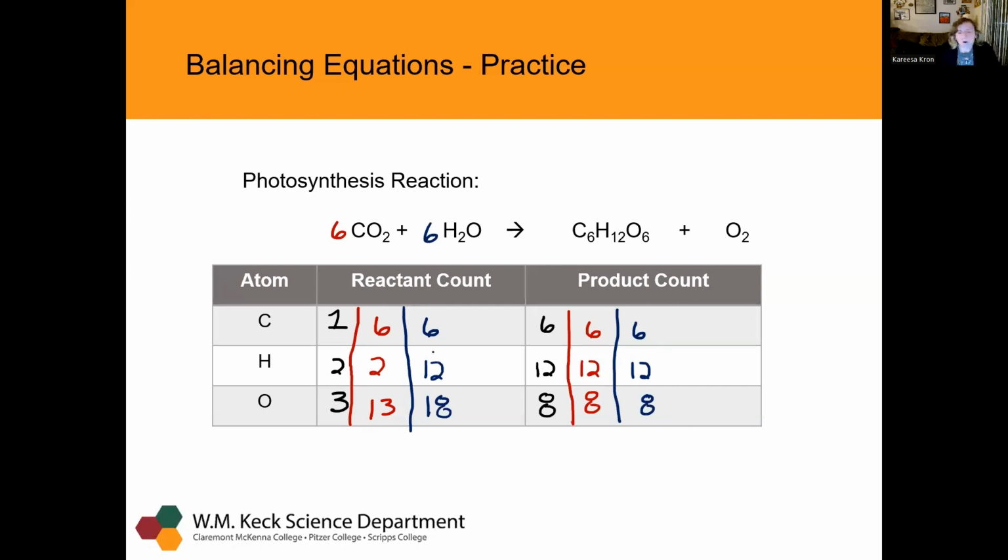So now my carbon and my hydrogen are balanced, but my oxygens aren't. So I already have 8 oxygens, but I want to get up to 18. And so since there are 6 oxygens in glucose, I need 12 oxygens from O2, which means that I'd want to put a 6. So then this is my last change here, which I'll do in another color.